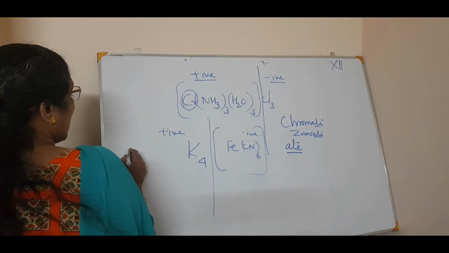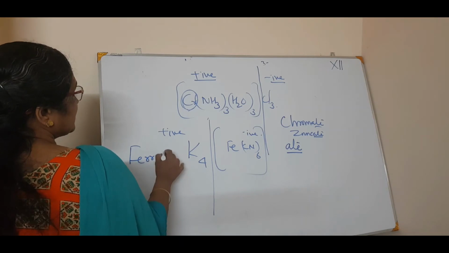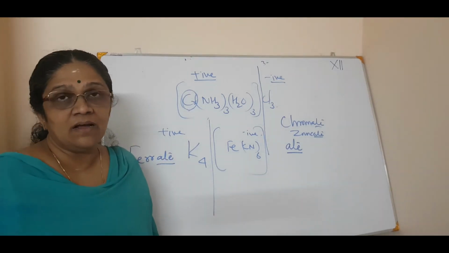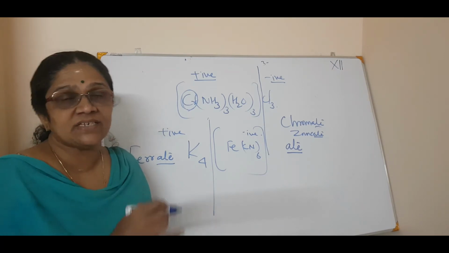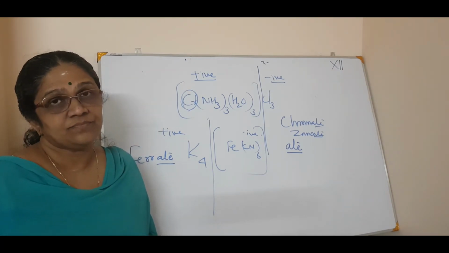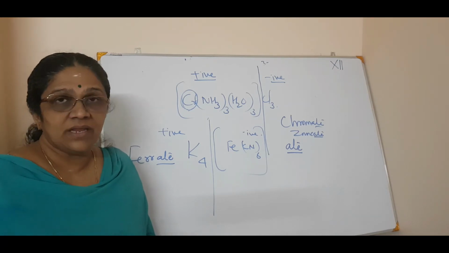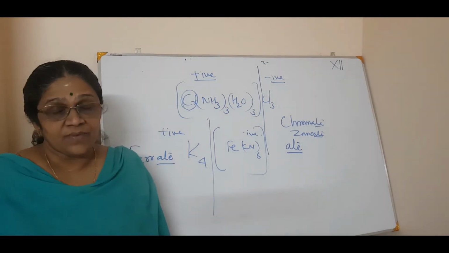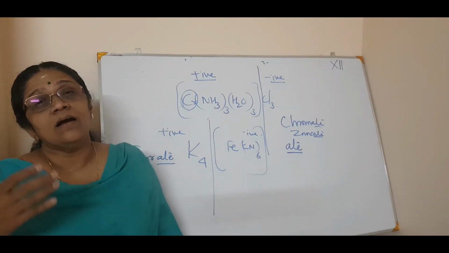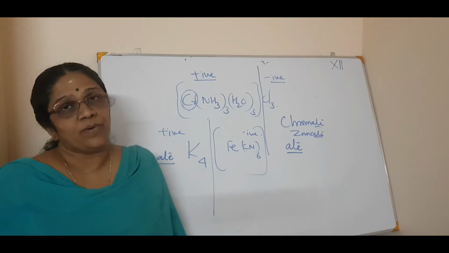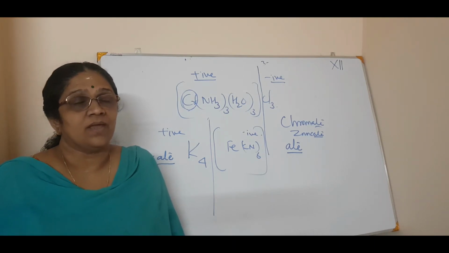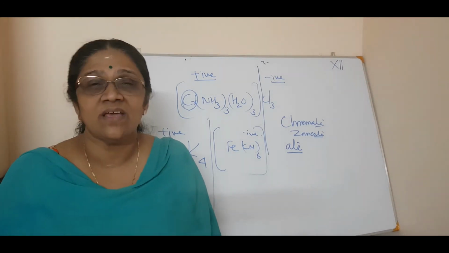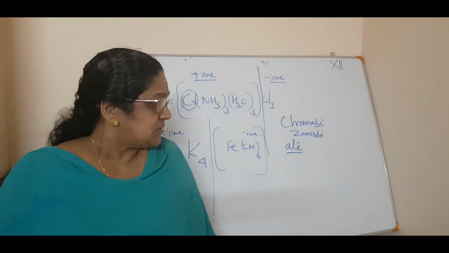Iron എന്താണ്? Ironate പറയാൻ പറ്റത്തില്ല. So it is written as ferrate. Silverate പറയാൻ പറ്റത്തില്ല. So it is written as argentate. Clear? So this is how the name goes. So these are the rules for naming the coordination compound. Clear? So we will do some examples now. With 2 or 3 examples we will do.